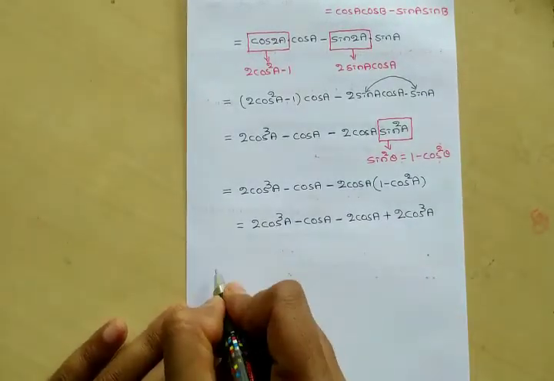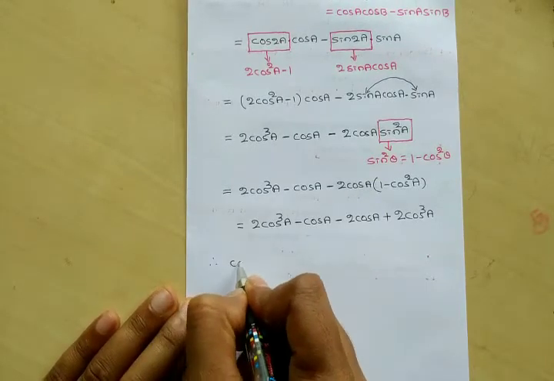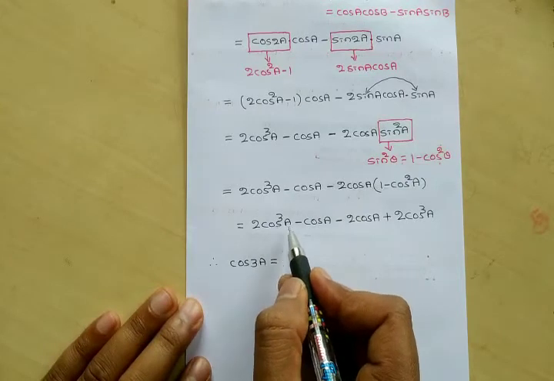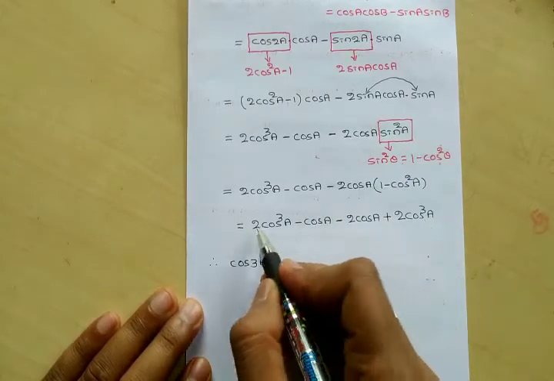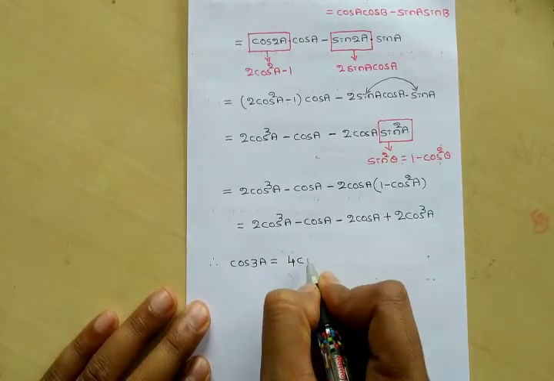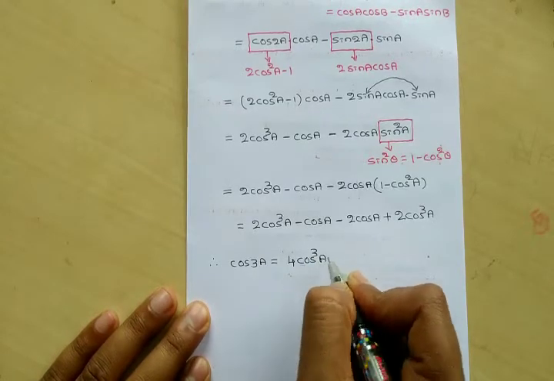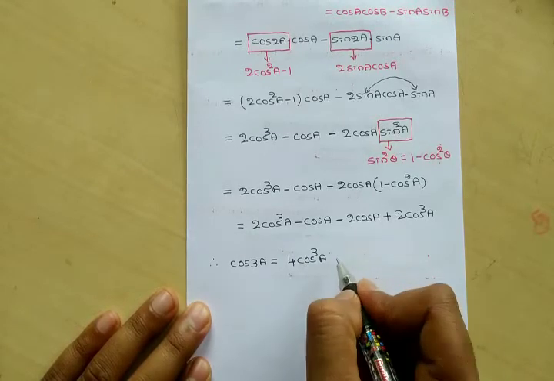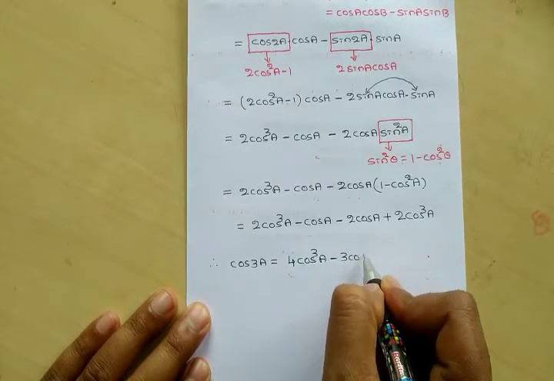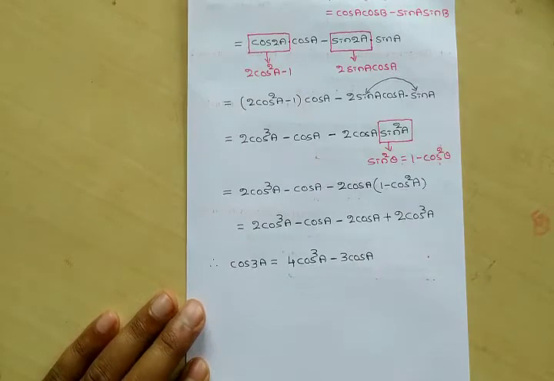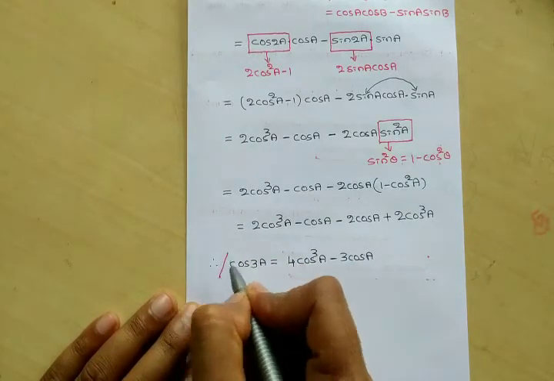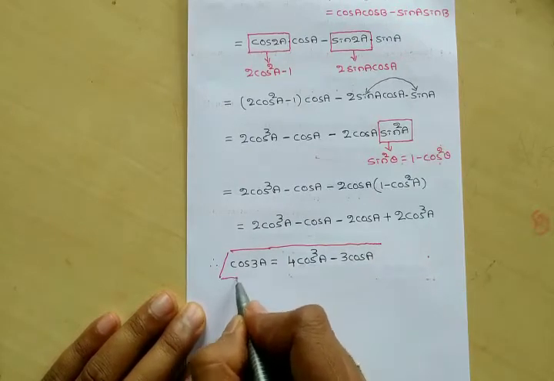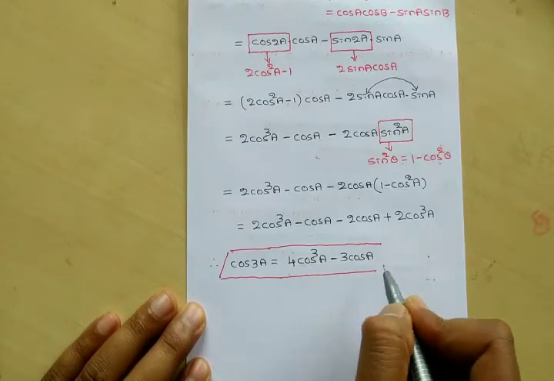Therefore, cos 3A formula is, see, 2 cos cube A, here also 2 cos cube A, so 2 plus 2 is 4 times cos cube A. Next, minus 1 times cos A, minus 2 times cos A is minus 3 times cos A. Therefore, what is the formula of cos 3A? 4 times cos cube A minus 3 cos A.